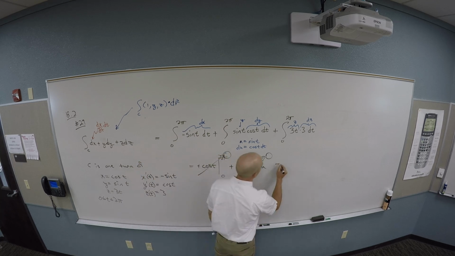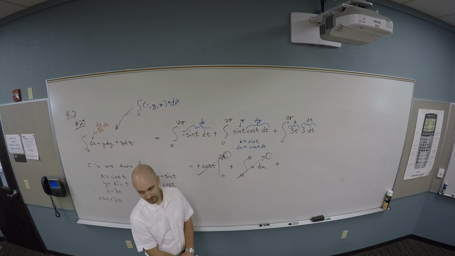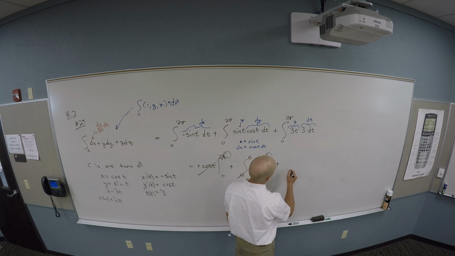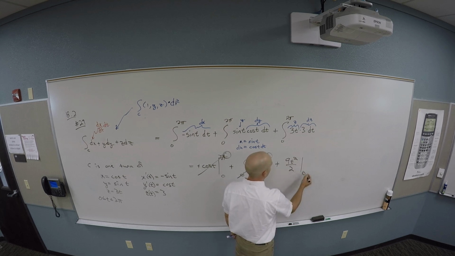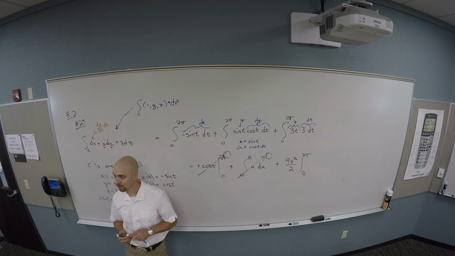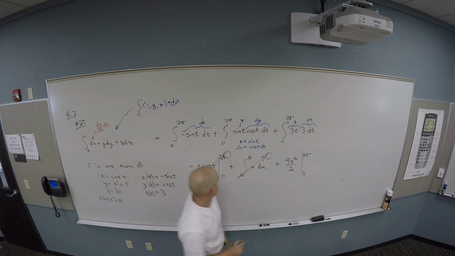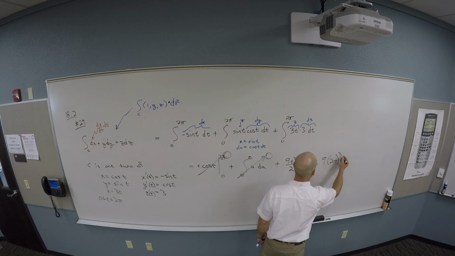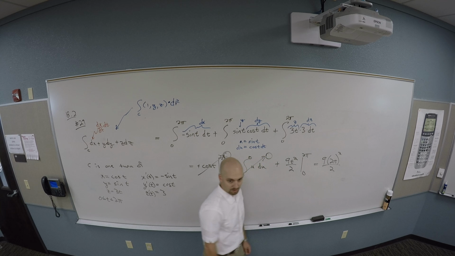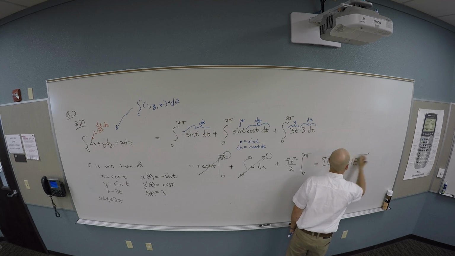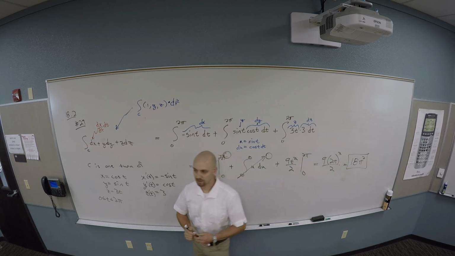And then I've got plus, and this one's going to matter: the integral from 0 to 2 pi of 9t dt. So it'd be 9 halves t squared from 0 to 2 pi. I get 9 times 2 pi squared over 2 minus 0, which gives 18 pi squared. Feels like a number.